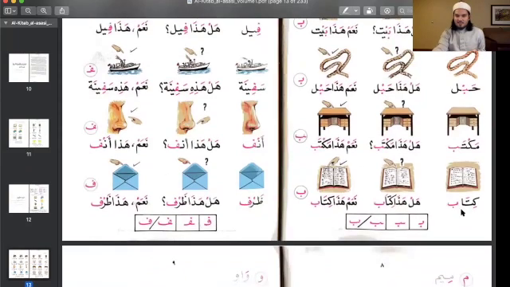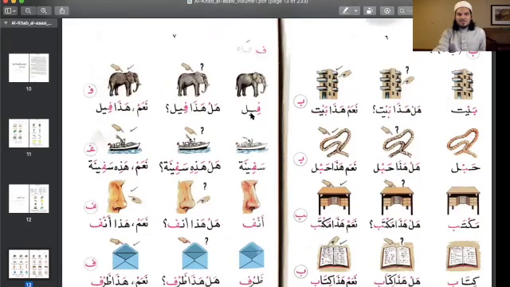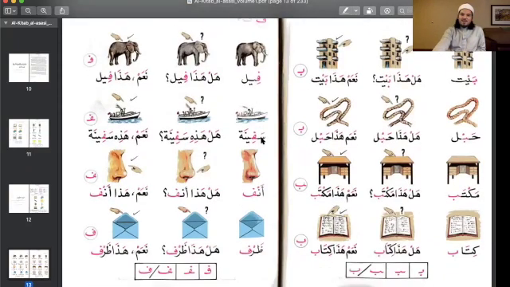Fourth row, Nia. This one right here. كتاب، هل هذا كتاب؟ نعم، هذا كتاب. Let's try the middle one again. Oh, هل هذا كتاب. My bad. نعم، هذا كتاب. Good. مبشر. Banana bread. Oh my god. فيل. هل هذا فيل؟ نعم، هذا فيل. Good.